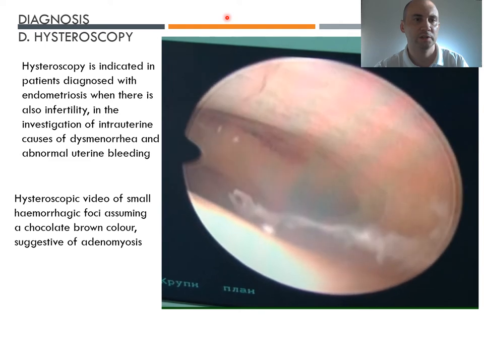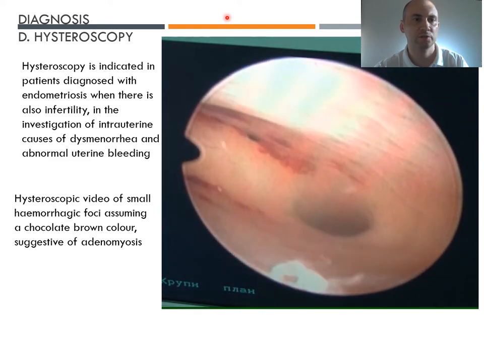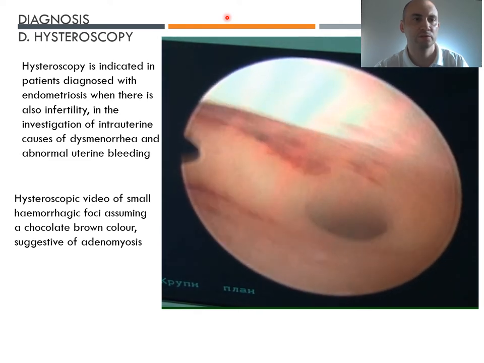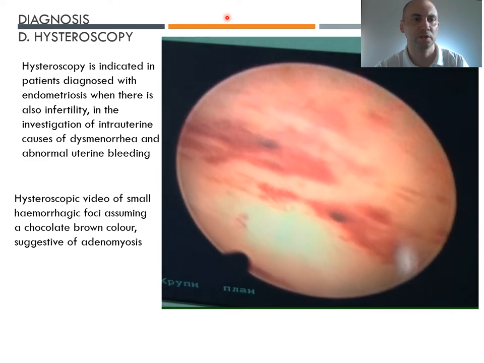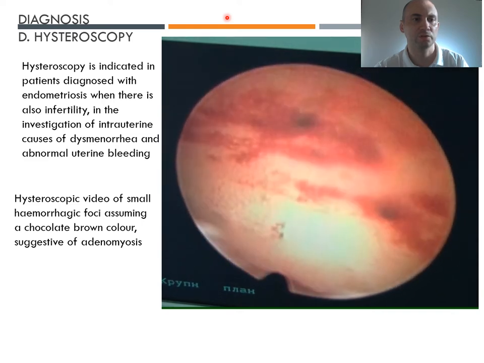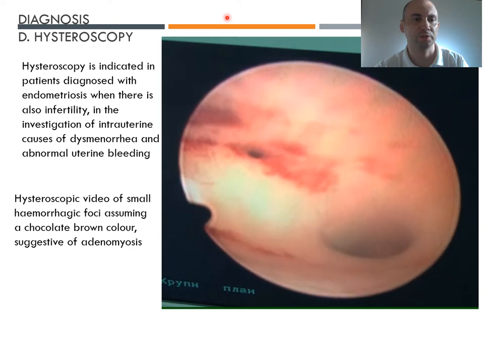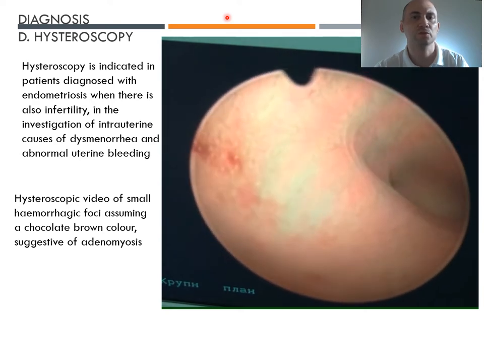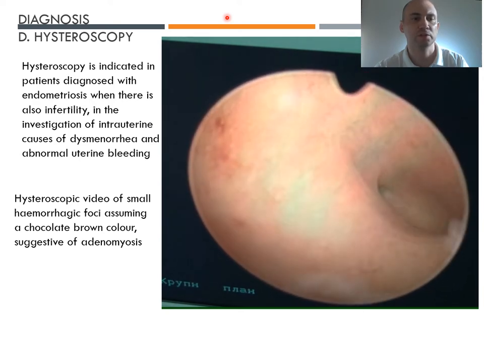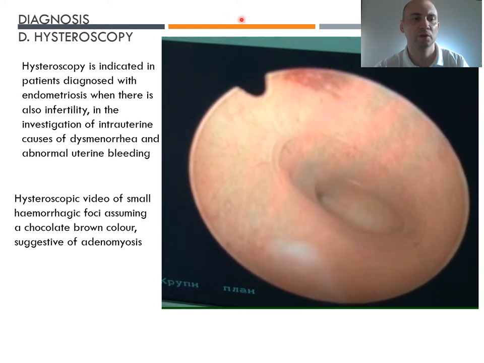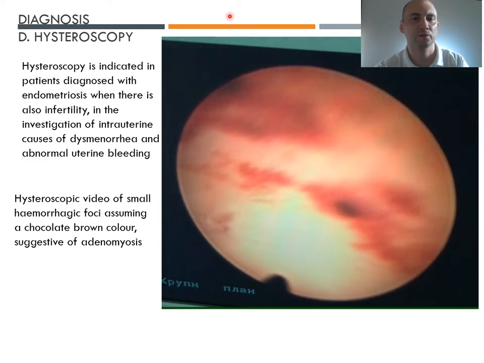Hysteroscopy is indicated in patients diagnosed with endometriosis when there is also infertility, in the investigation of intrauterine causes of dysmenorrhea and abnormal uterine bleeding. Hysteroscopic video shows small hemorrhagic foci assuming a chocolate brown color, suggestive of adenomyosis.